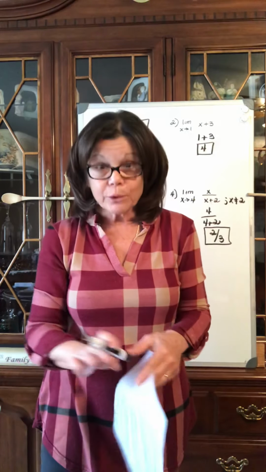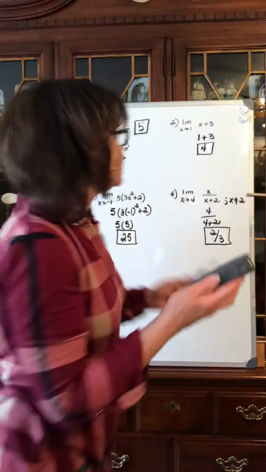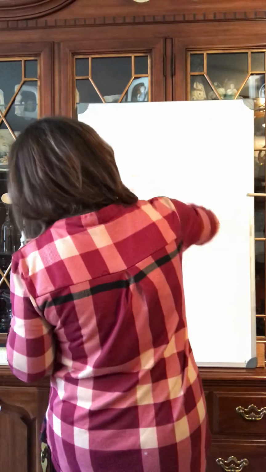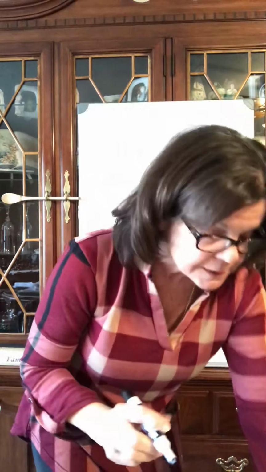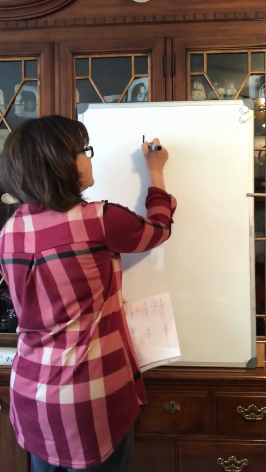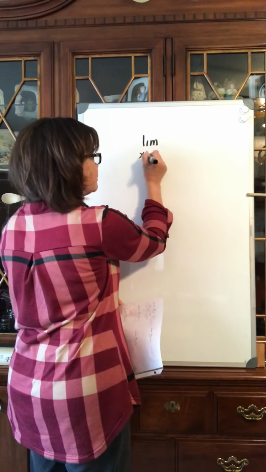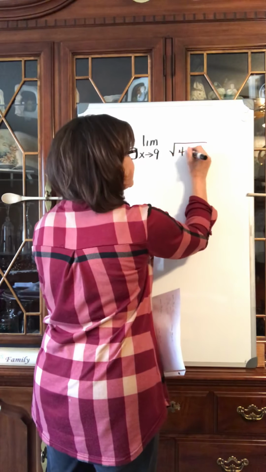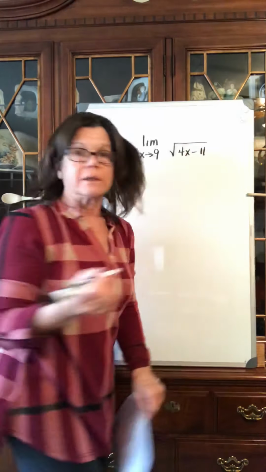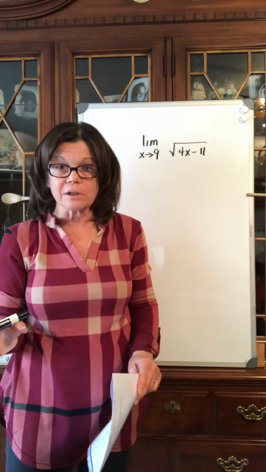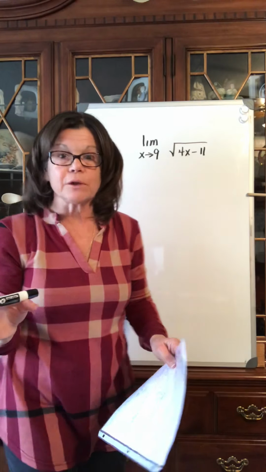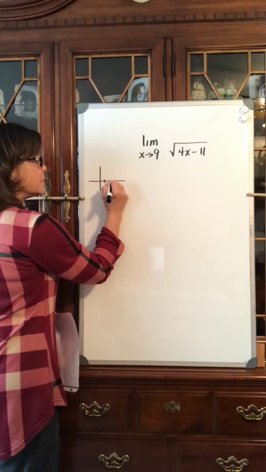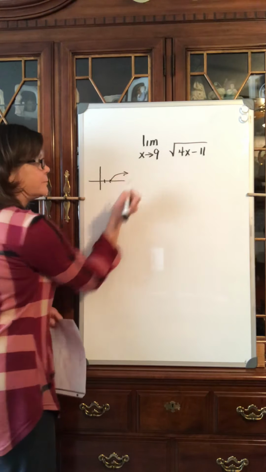Okay, now those first 4 were pretty straightforward, and now it's going to get a little bit more involved, and I'm going to slow down with the explanations on these. So the next example is the limit as x is approaching 9 of the function of the square root of 4x minus 11. Okay, so what you should do is graph this function and see if it even exists at an x value of 9. When you take a look at the graph of this function, the graph looks like this.